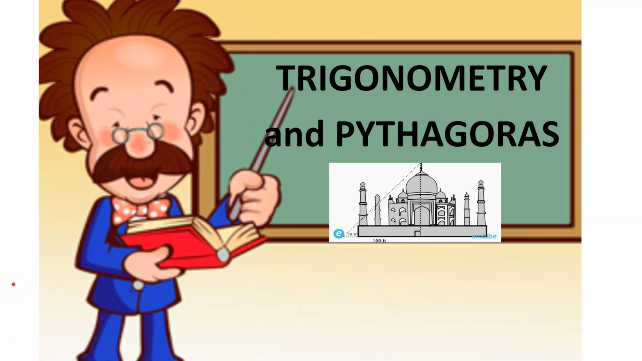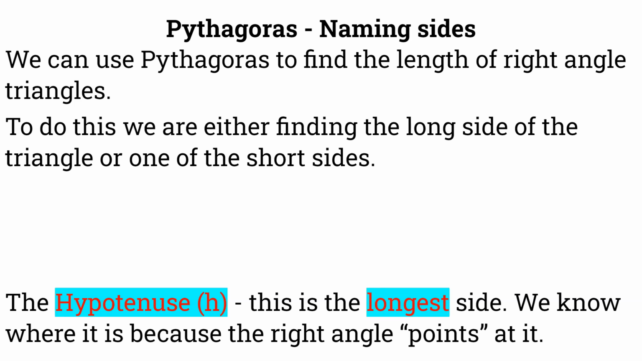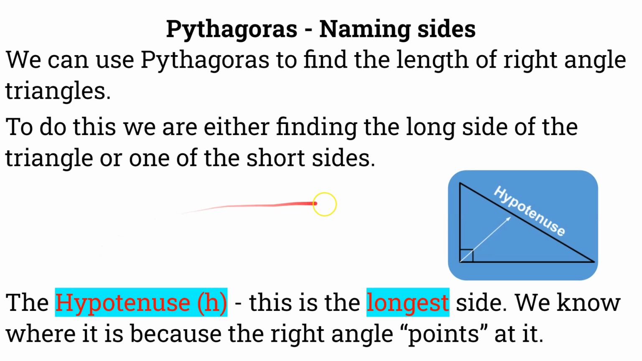Alrighty, so we're going to be looking at Pythagoras today out of our trigonometry and Pythagoras topic. With Pythagoras, there are different types of sides that we need to name, so we're going to introduce a new word that you probably haven't heard before, the hypotenuse. Often that's represented with an H, and this is the longest side. Now, this is on a right angle triangle. We can tell this because it's the side that the right angle points out towards. So the right angle points out to the hypotenuse.